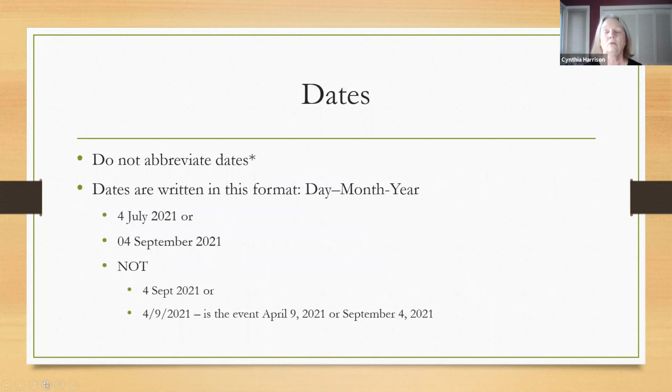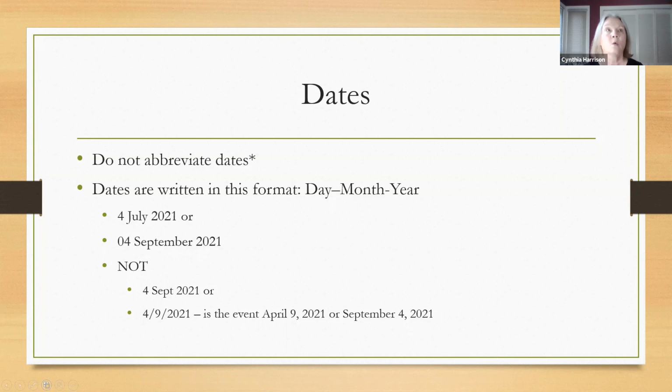Dates. Do not abbreviate dates. Dates are written in genealogy in this format: the day, the month, the year, such as July the 4th coming up would be 4 July 2021, or you could write it as 04 July 2021, or 04 September 2021. You spell the month out.